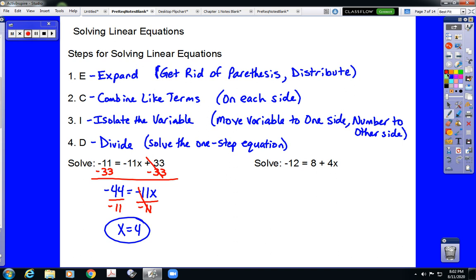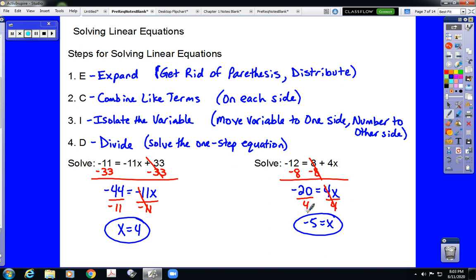Same thing on this next example. We need the 4x to be by itself, so we subtract 8 from each side of the equation to get the 8 off of the right side. That gives us negative 20 equals 4x. Remember, that is a one-step equation. We divide by 4, and we get negative 5 equals x, or x equals negative 5.